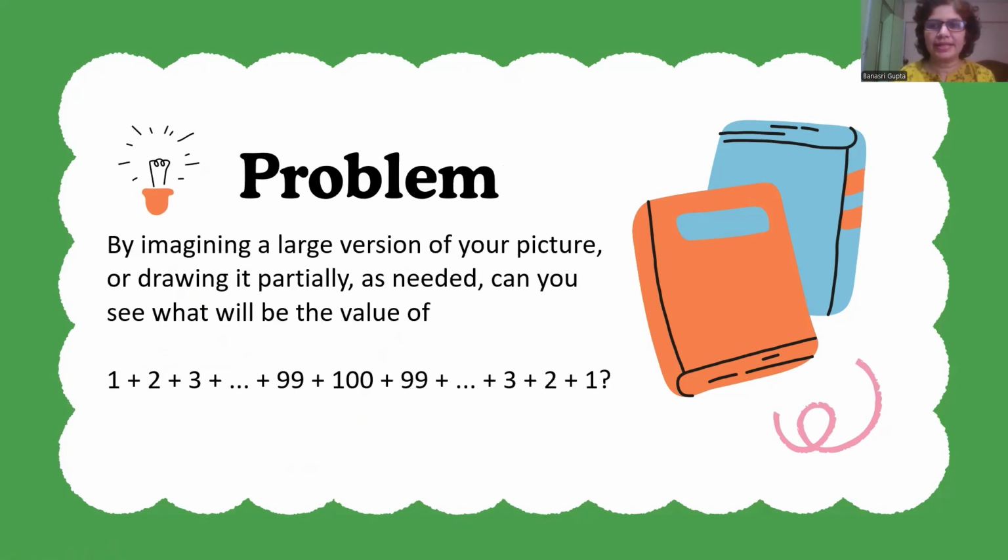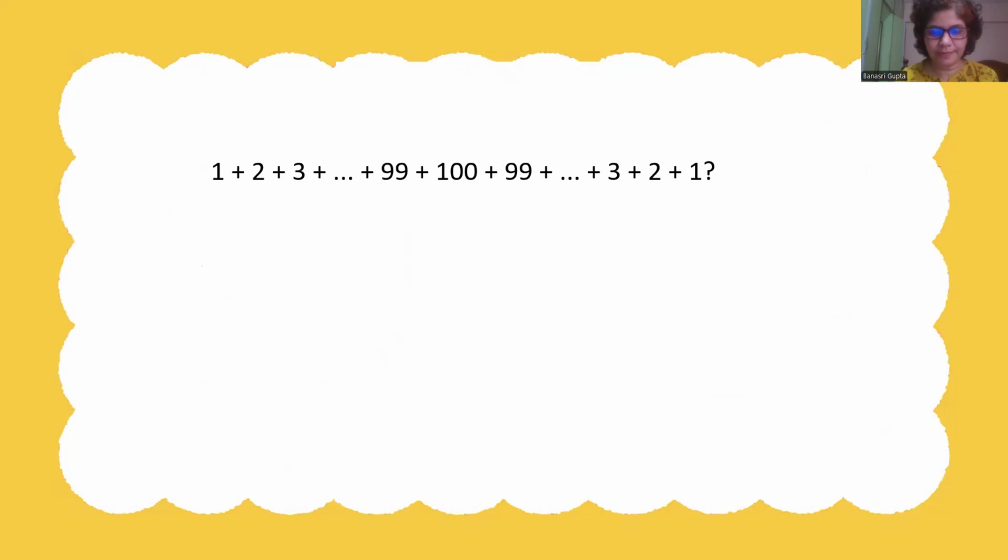Now there is the second problem in the same exercise: figure it out. By imagining a large version of your picture, or drawing it partially as needed, can you see what will be the value of this sequence, 1 plus 2 plus 3 all the way to 99 plus 100, and then again counting down 99, 98, like that, down to 3, 2, 1? What will be the value of this sequence?